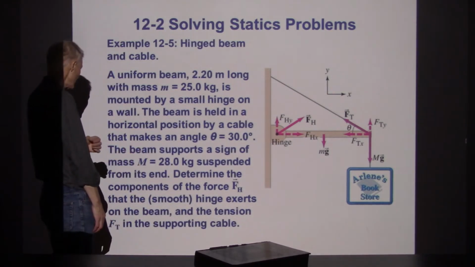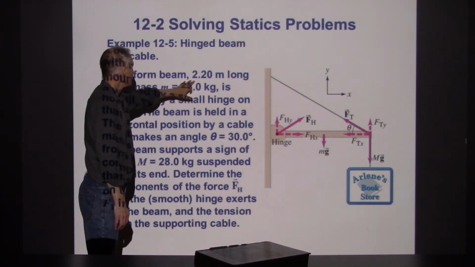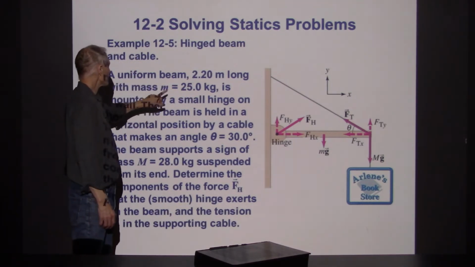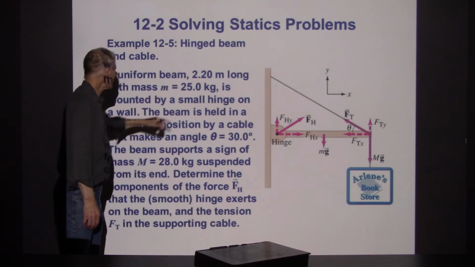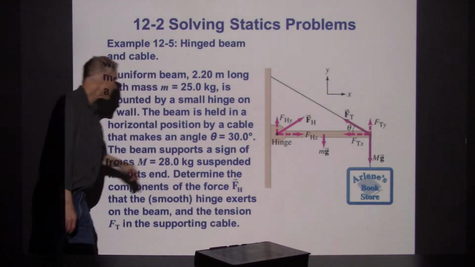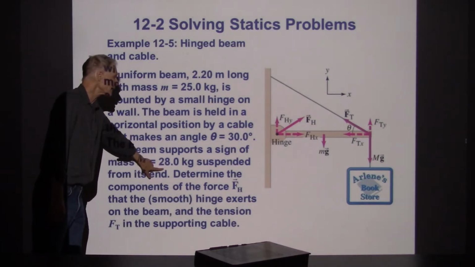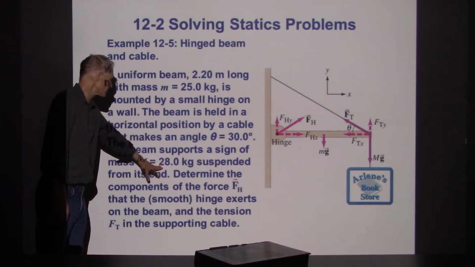Now, did they give us an angle? It said the beam is 2.2 meters with mass 25 kilograms. Oh, there we go, 30 degrees that the cable is angled at, and then the sign is 28 kilograms. So the beam's about the same mass as the sign.